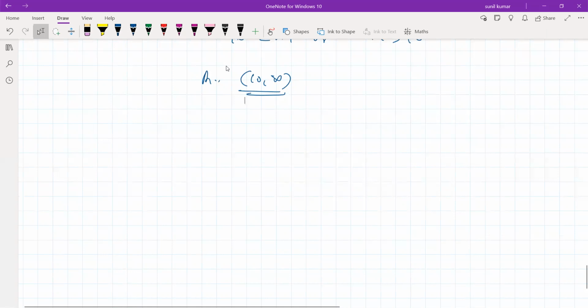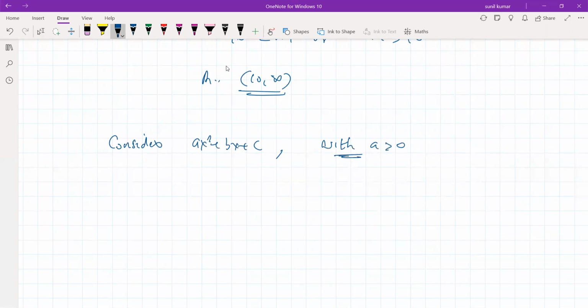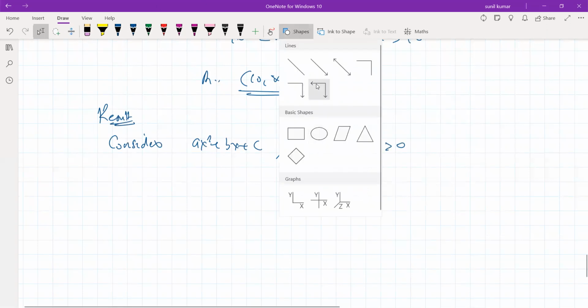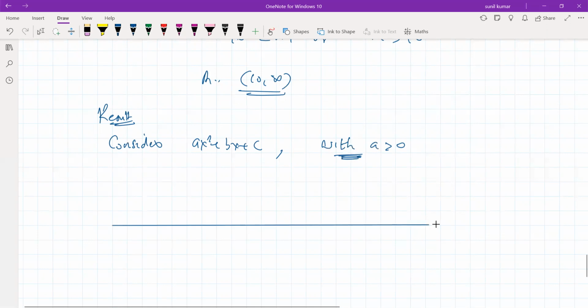So consider ax square plus bx plus c with a greater than 0. We are considering a greater than 0; similarly, a less than 0 also we can discuss. So first we are considering a greater than 0. Now you see, this is our x-axis, and if the graph is of parabolic nature, these are the roots.